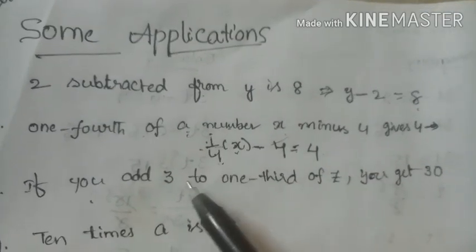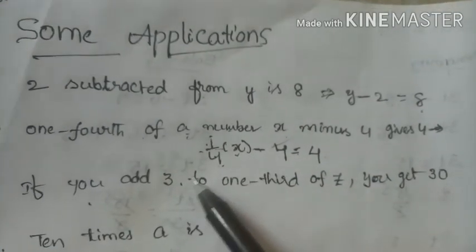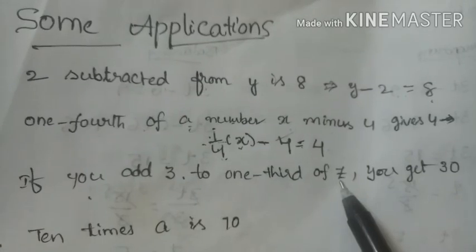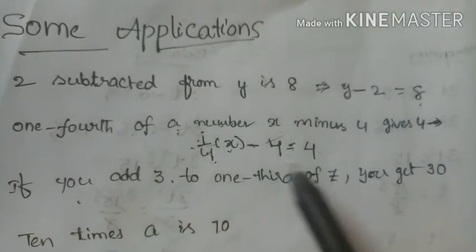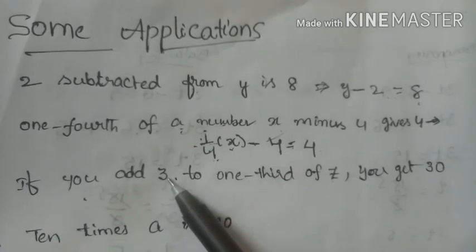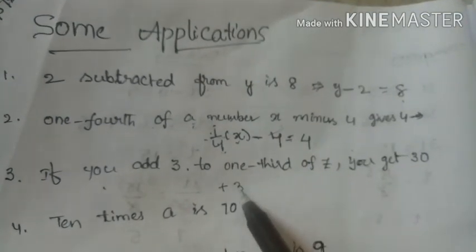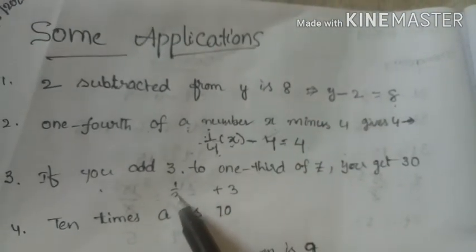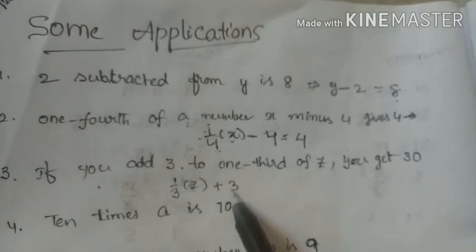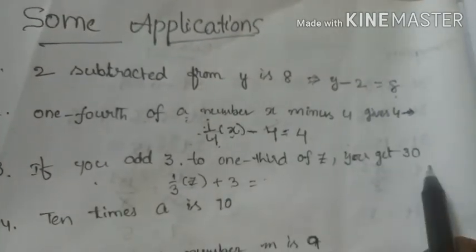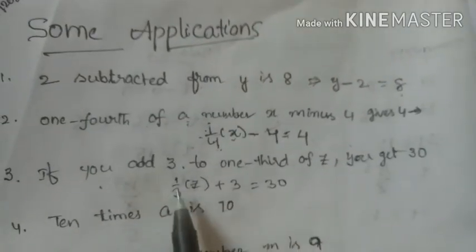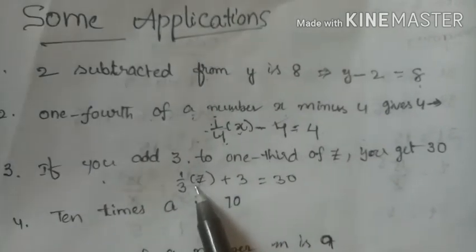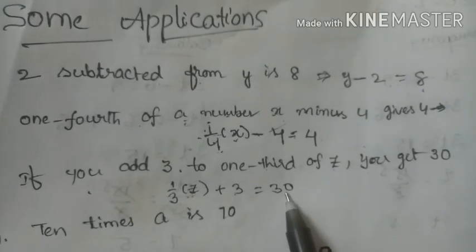Okay. Next one. If you add 3 to 1/3 of z, what is the variable? z is the variable. So you get 30. If you add 3, add means plus 3, to 1/3 of z. So 1/3 of z plus 3 is equal to how much? 30. If you add 3 to 1/3 of z, that is equal to 30.